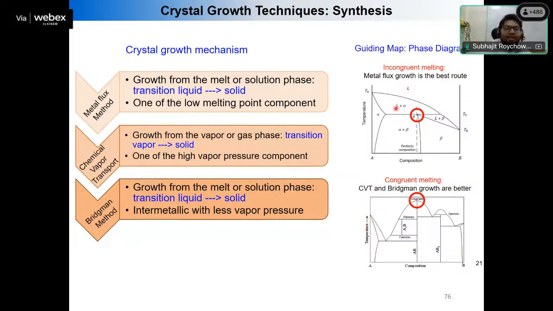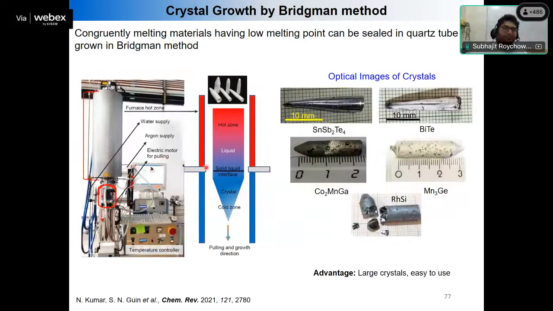Now, depending on the phase diagram, you can choose different crystal growth mechanisms. In this talk, I'll mainly focus on the metal flux method, chemical vapor transport, and the Bridgman method. If it is an incongruent melting, you can choose the metal flux growth method, but you cannot use Bridgman or CVT. For that, it has to be a congruent melting material.